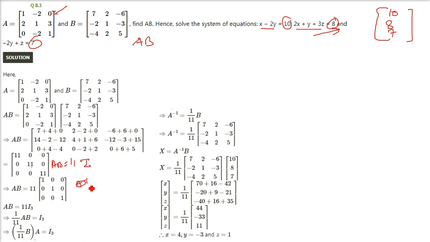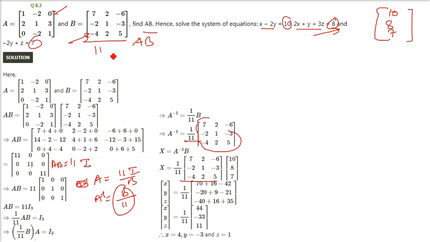In order to find this A inverse, that will be B by 11, as I told you earlier also. Now take the B which is given in the question, divide by 11, and multiply this with 10, 8 and 7. When you multiply with 10, 8, 7, you will get the proper values: x equals 4, y equals negative 3 and z equals 1. I hope the concept is clear to you. The B which is given in the question is not the B which we are finding or giving.